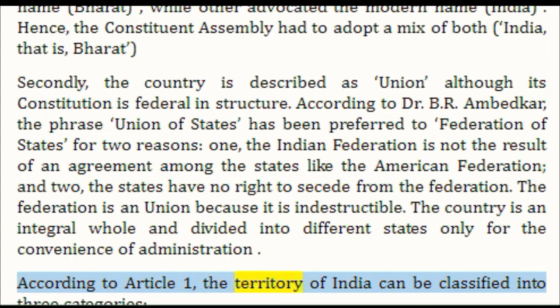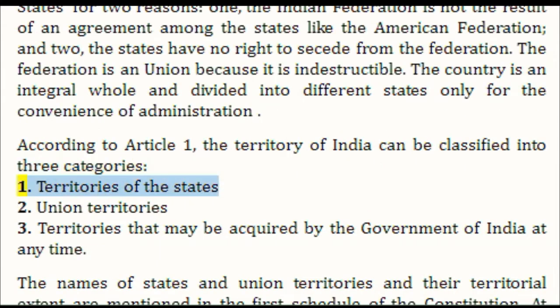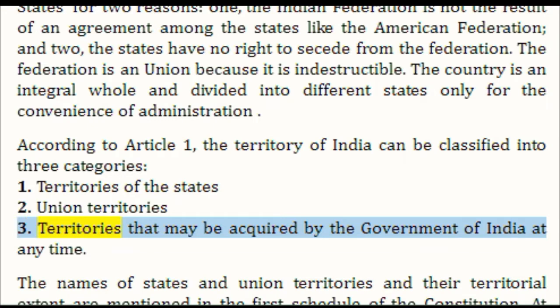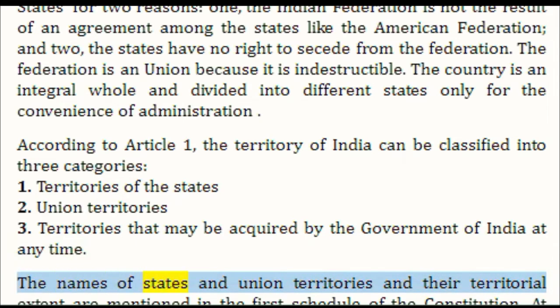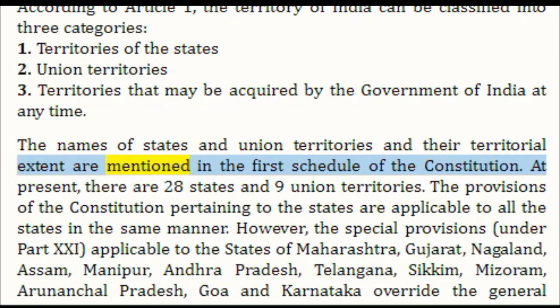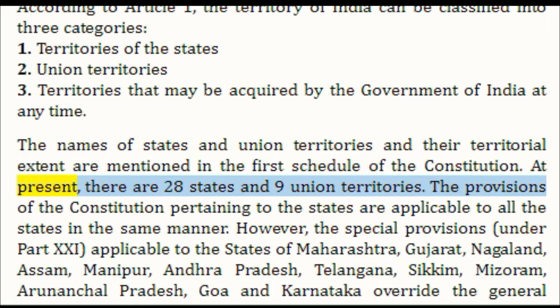According to Article 1, the territory of India can be classified into three categories: 1. Territories of the states; 2. Union territories; 3. Territories that may be acquired by the Government of India at any time. The names of states and union territories and their territorial extent are mentioned in the First Schedule of the Constitution. At present, there are 28 states and 9 union territories.